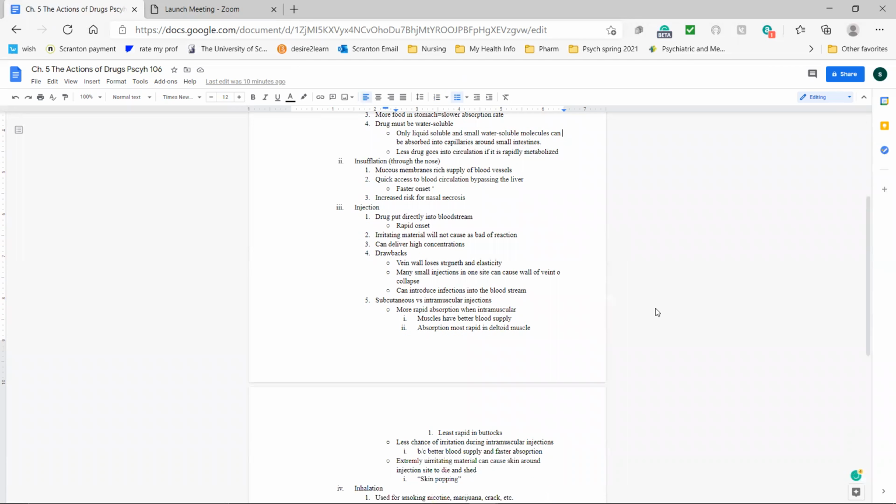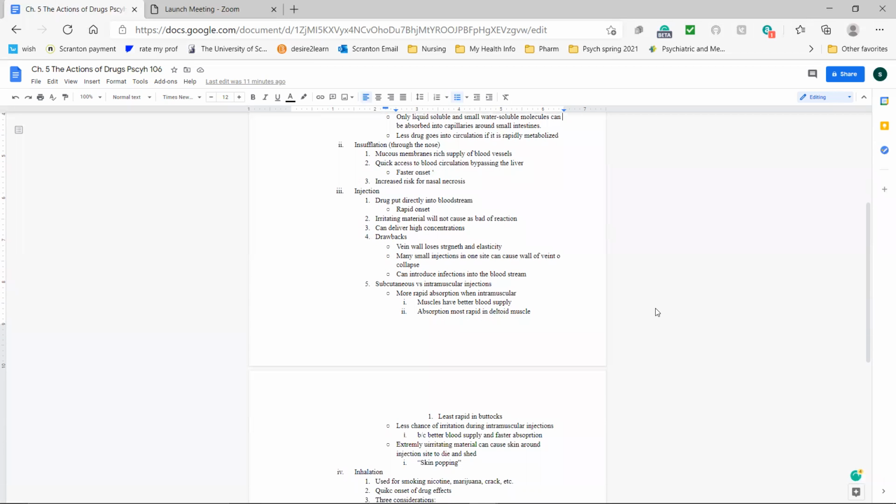Drawbacks include how the vein walls will lose strength and elasticity, how many small injections in one place can cause the wall of the vein to collapse, and how there's an increased risk of introducing infection into the bloodstream through the use of needles.